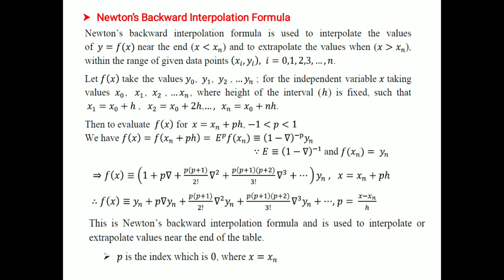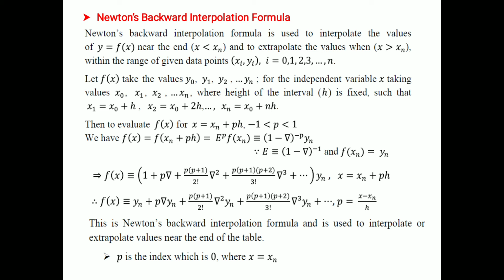Then we redefine this function in the form of shifting operator E, that is E raised to p f of xn, which can be written as (1 minus nabla) raised to minus p yn. Here the value of E is equal to (1 minus nabla) raised to minus 1, and f of xn stands for yn. Then f of x becomes 1 plus p nabla plus p(p+1) upon 2 factorial nabla square plus p(p+1)(p+2) upon 3 factorial nabla cube plus and so on, into yn, where x is equal to xn plus ph.